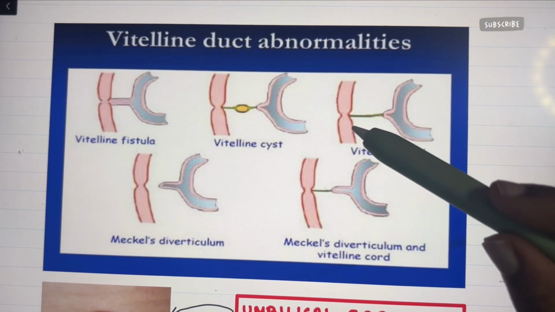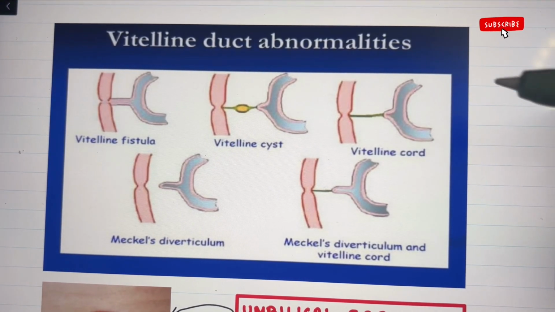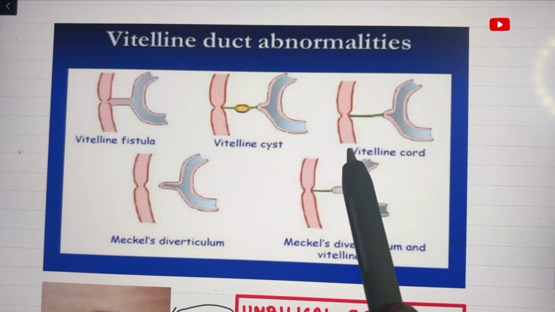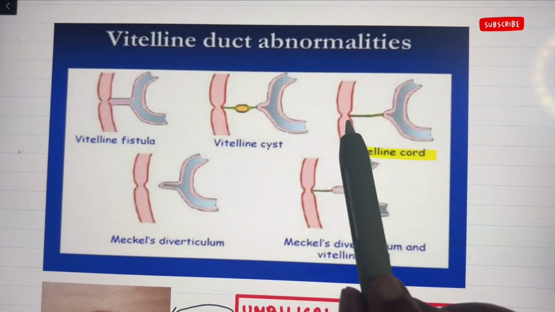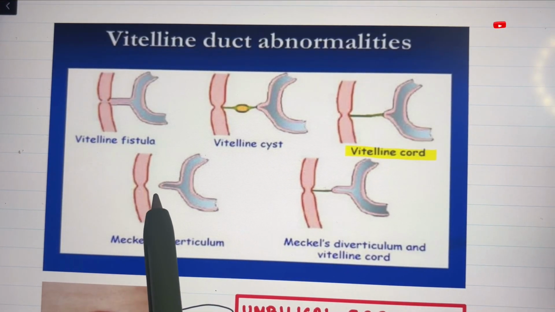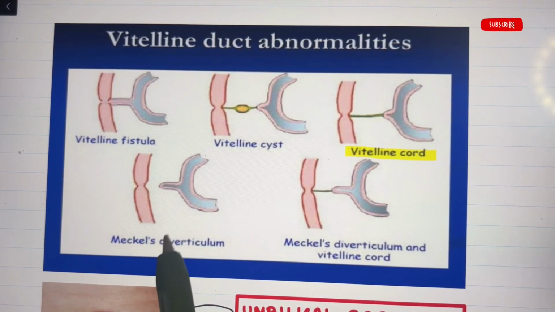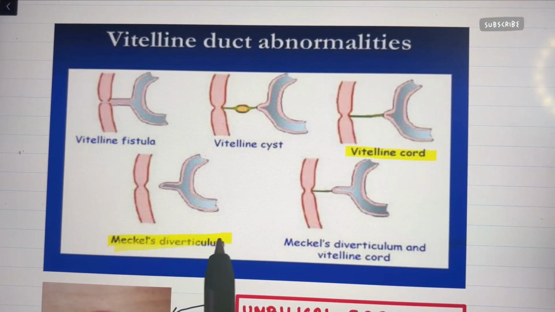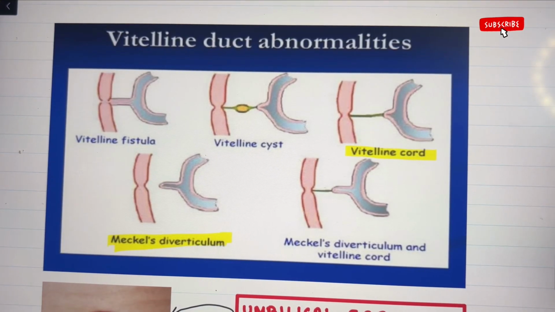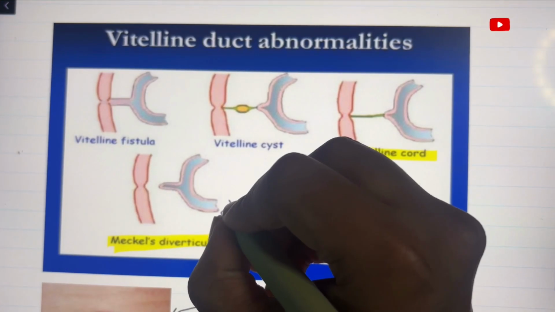Then it can be a remnant and present like a cord structure. This is a cord structure. And if the distal portion gets obliterated but the proximal portion is present, then it forms Meckel's diverticulum. Remember this, very important, always asked. While we do appendectomy, we always check for Meckel's diverticulum. As you know, the rule of 2: it is present in 2% of the population.